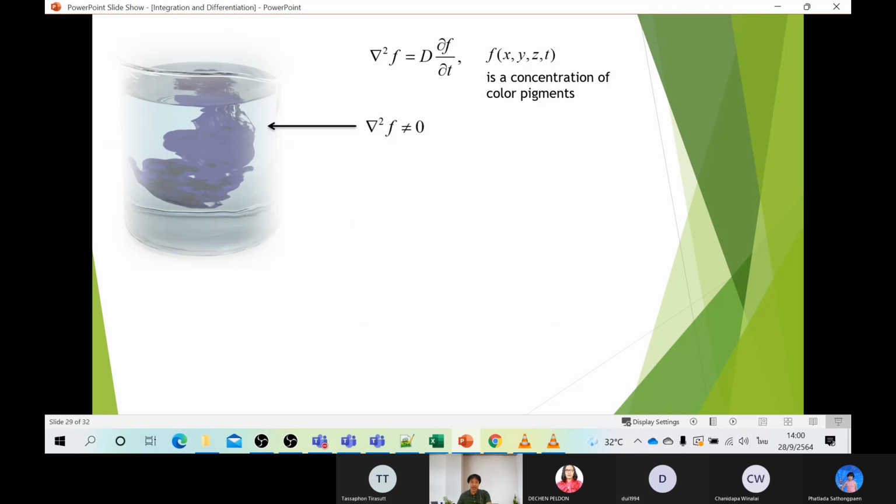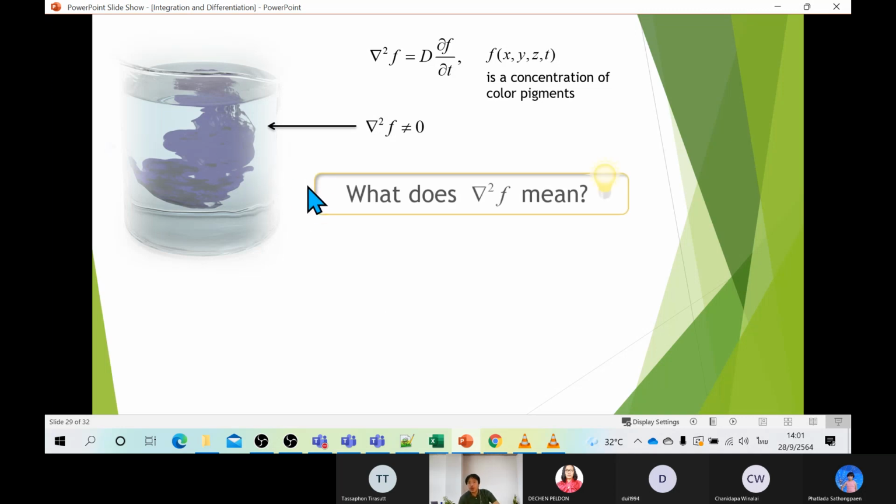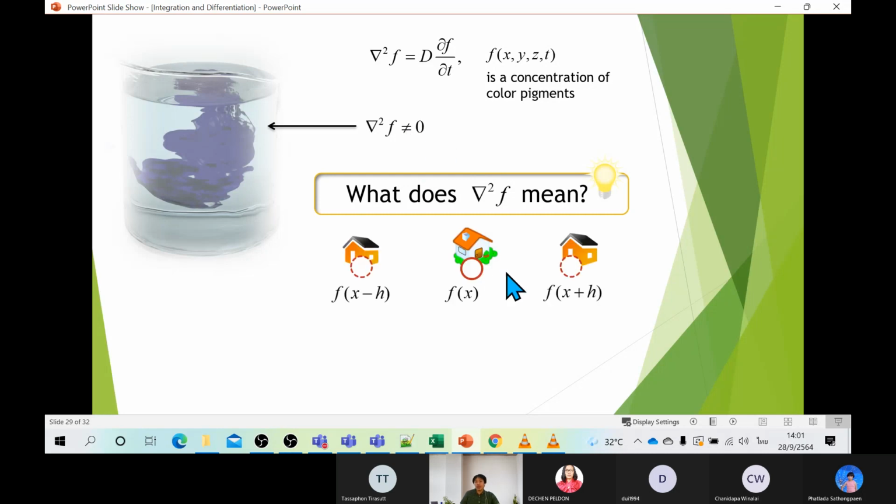Now, if I focus my attention on the diffusion process in this container here, I can look at two different regions. We want to understand what this Laplace of f means when the right-hand side is not zero. Again, I can go back to my neighborhood analogy. I look at this here: this is my home, and this is my neighborhood, on the right and on the left.